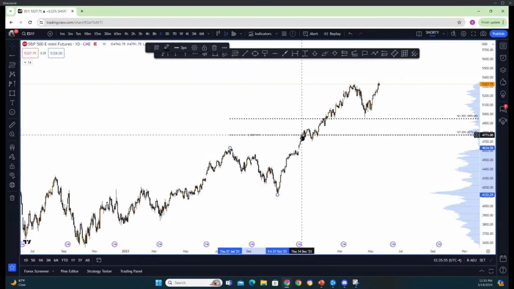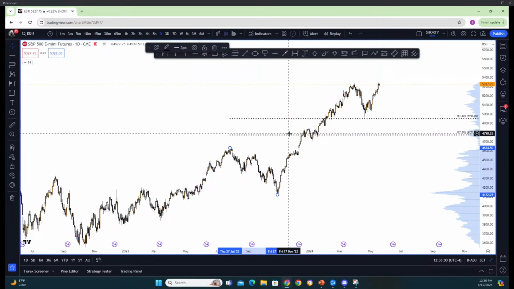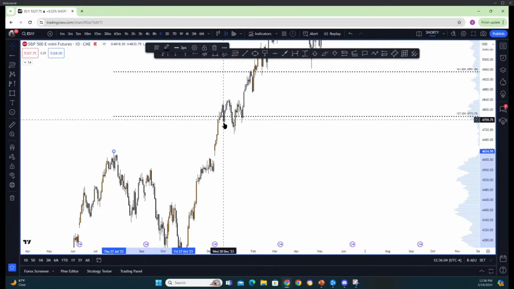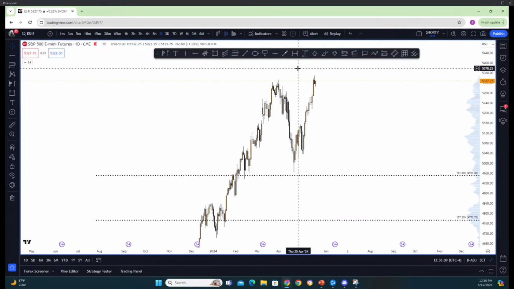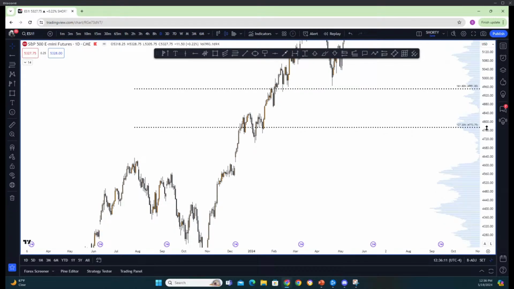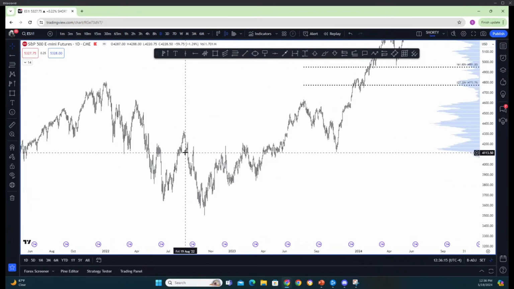Now you see that my target here was 4773 and 495. And I would say both levels did pretty good when you zoom in. They came back, they rejected, they accumulated right at the level. They rejected this level perfectly, then they went higher. So you could use extensions the same way, on the bullish side or the bearish side.